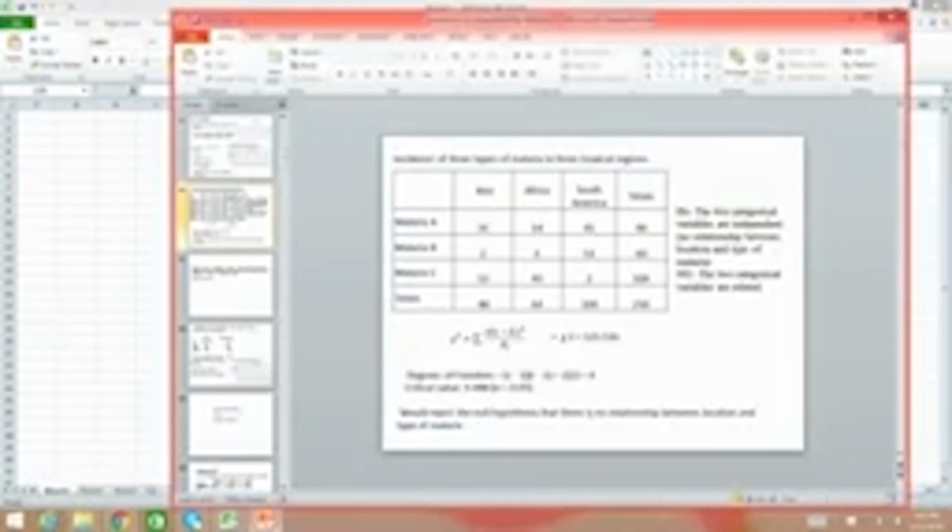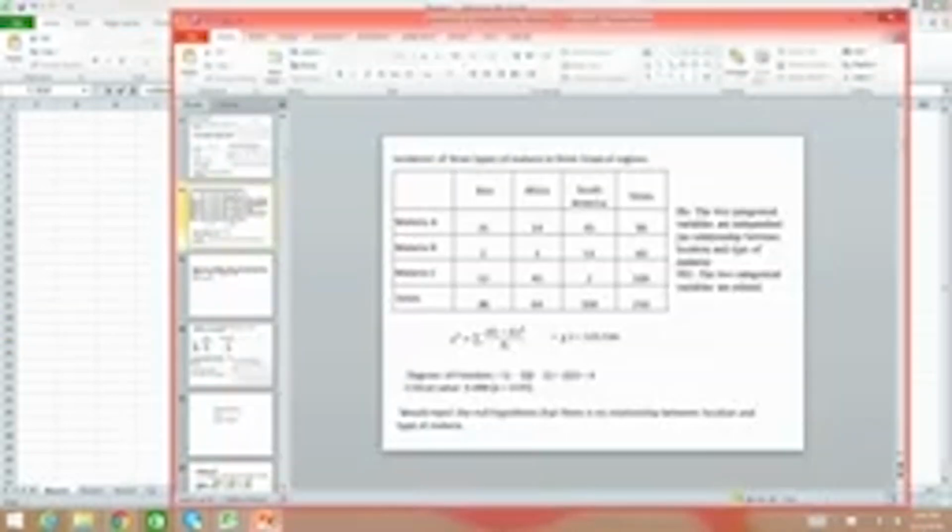So I can use CHITEST. So you get a very small probability, which means that we can reject the null hypothesis, which means that the null hypothesis, there is no relationship between the location or continent and the type of malaria, is rejected. Same thing I got here, right. So by using a chi-test I am able to reject the null hypothesis.